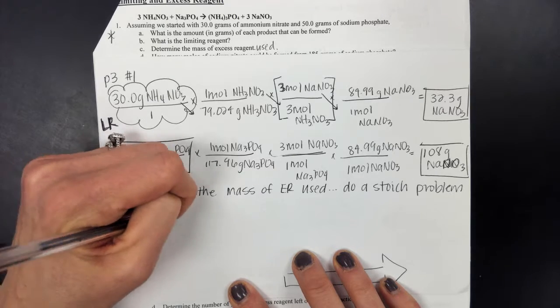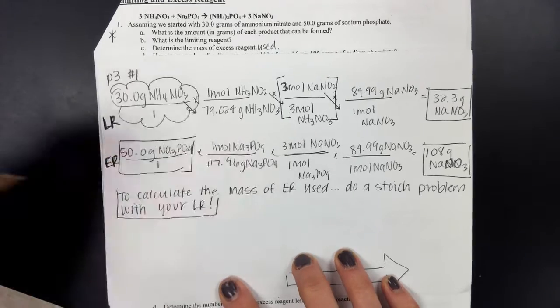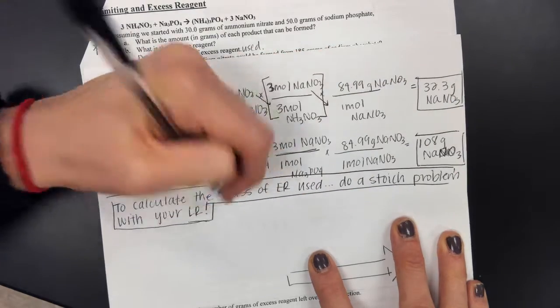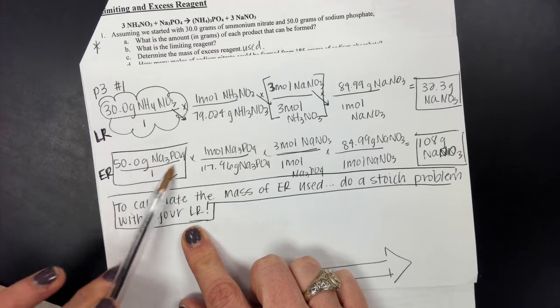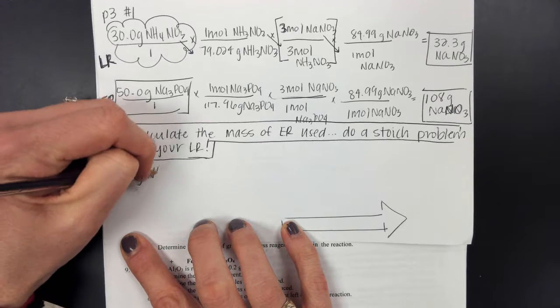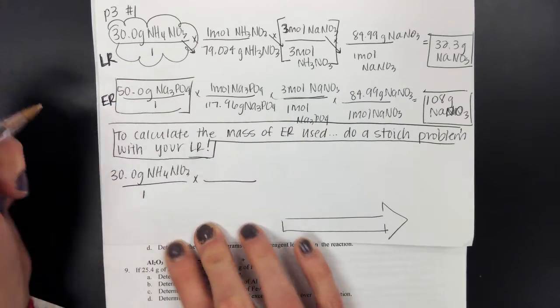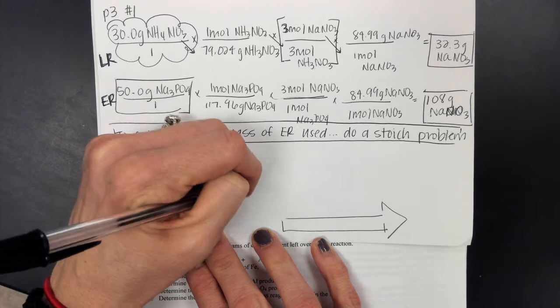with your limiting reagent. Okay, so you are just going to convert your limiting reagent and determine how much sodium phosphate is used up with that. Okay, so you're going to do 30.0 grams of ammonium nitrate. Drop your units, use the molar mass. You've already calculated it, so that's cool.